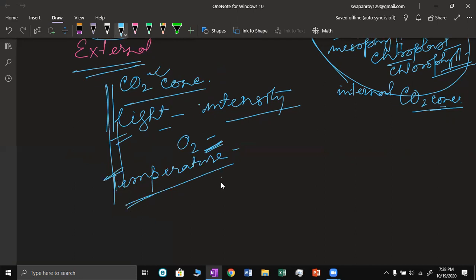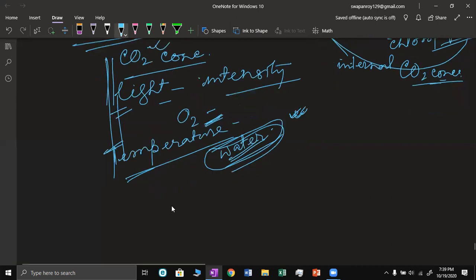Another thing is water. Of course, in most cases water is not the limiting factor. Usually plants get more or less enough water to carry out photosynthesis. So this one is usually not the limiting factor, but sometimes during a period of drought, etc., water also becomes a limiting factor.